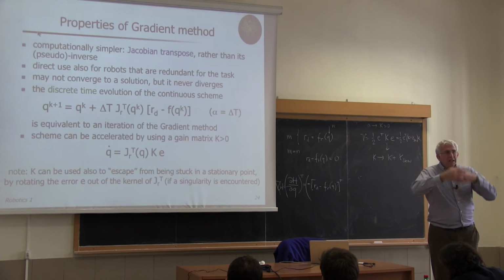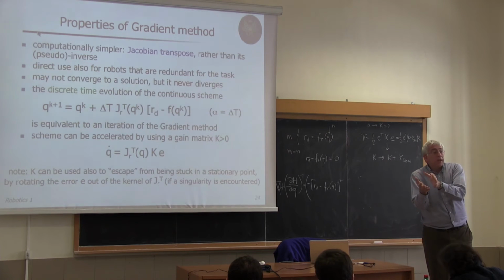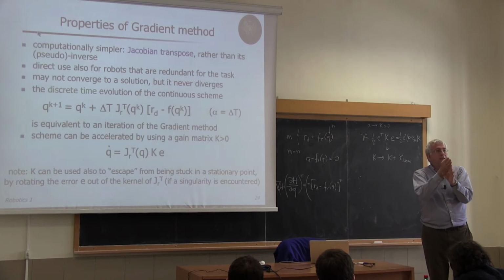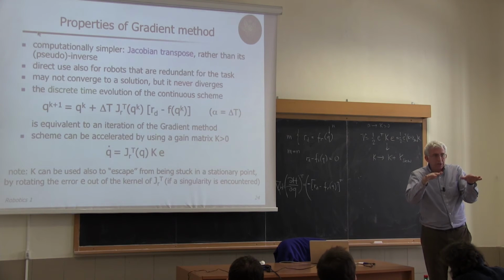Suppose that during the iteration, you get close to a singularity of the Jacobian transpose, and the error enters into that null space. So the system stops. You have a stationary situation, even if the error is still different from 0.